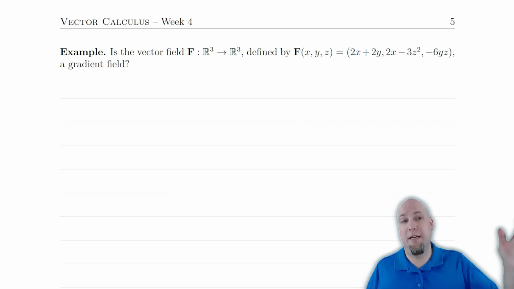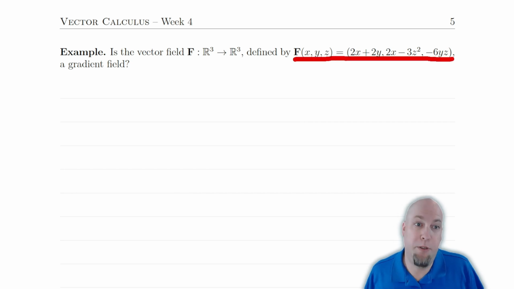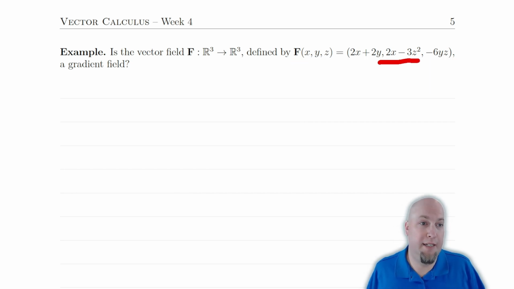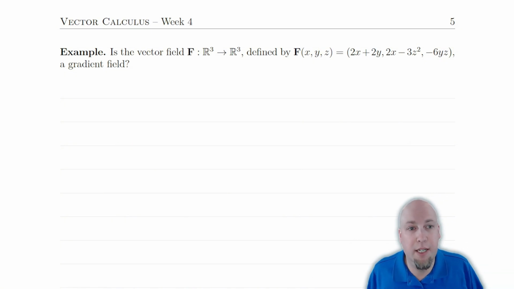Okay, let's do another example. Again, it's going to be a vector field from R3 to R3. This time it's defined by f(x, y, z) = (2x + 2y, 2x - 3z², -6yz). And same question: is this a gradient field? It's a fine and dandy vector field, but is it a gradient field? And we're going to do the same thing.